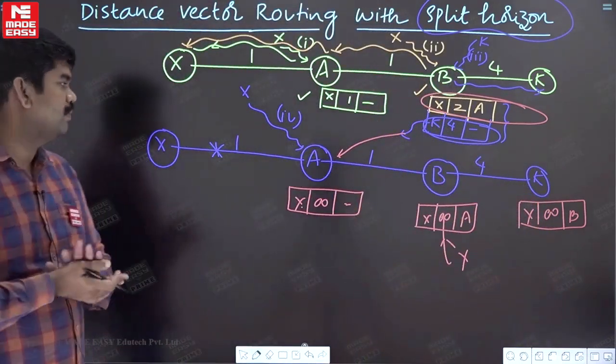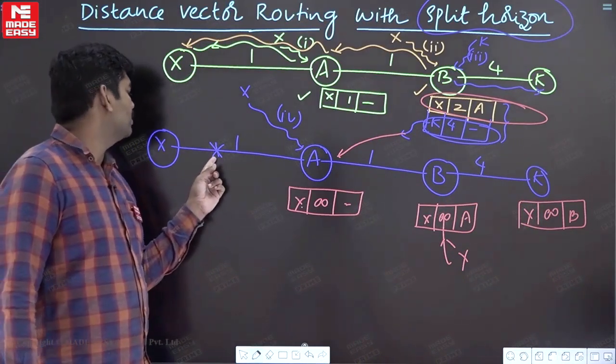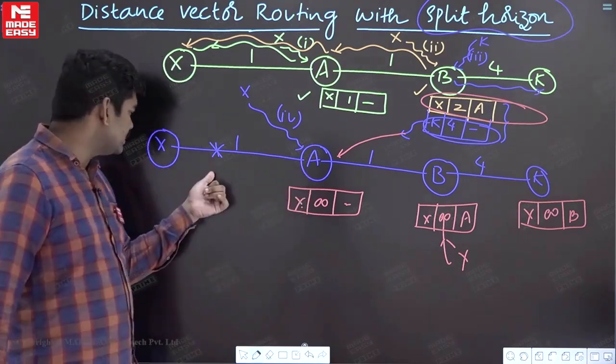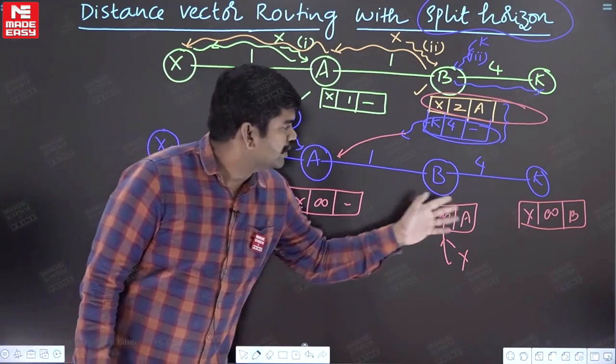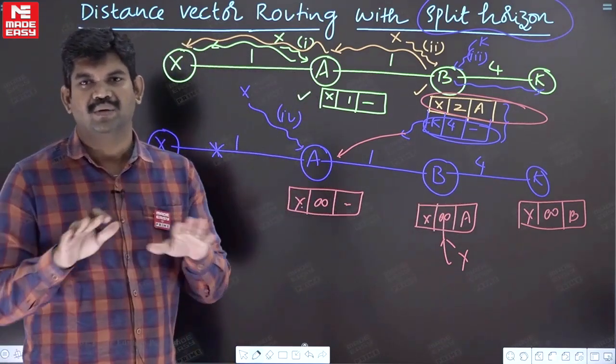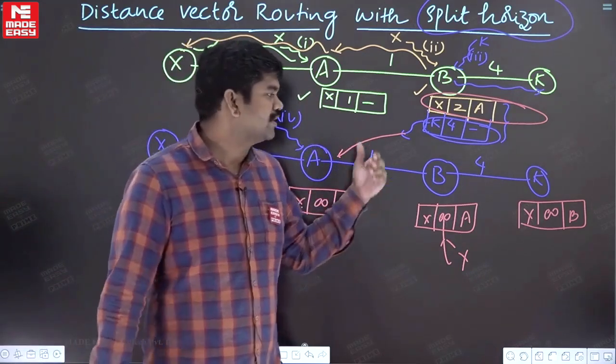But here one important point is, once a link is broken, who knows about it first? Do A, B, K, all the routers know immediately at the same time? The answer is no. First, A knows. In the next iteration, B. In the next iteration, K.